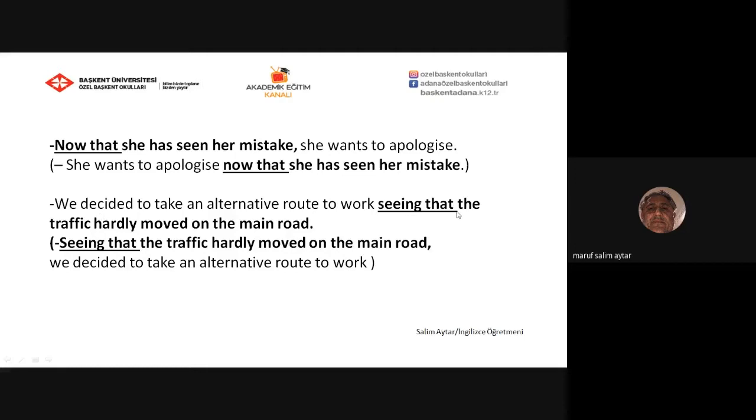Another conjunction having almost the same meaning is "seeing that". We decided to take an alternative route to work, seeing that the traffic hardly moved on the main road. Seeing that the traffic hardly moved on the main road, we decided to take an alternative route to work.